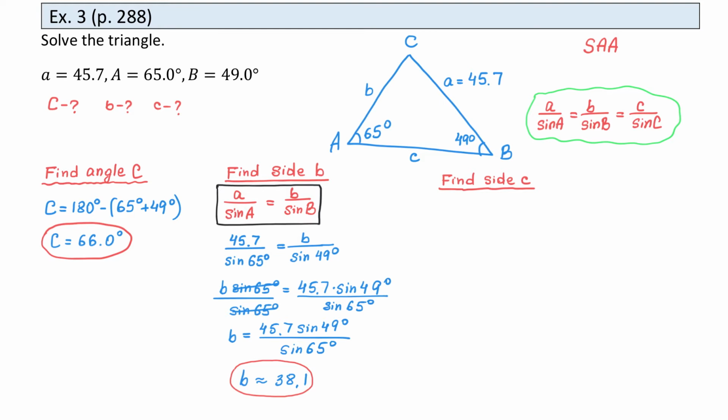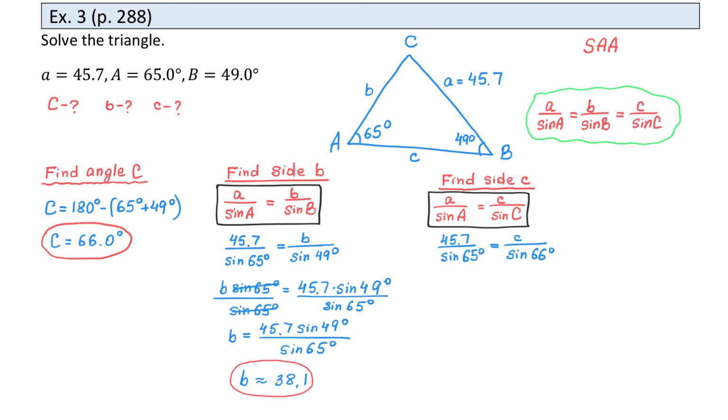If we look at the law of sines, in the first fraction we know side A and angle A. We also found angle C, which is 66 degrees, and we have to find side C. So again, to find side C, we will use the first fraction and the last one. A over sine of angle A equals C over sine of angle C. In place of A, we will write 45.7 over sine of 65 degrees equals C over sine of 66 degrees. So, as you see, each of these equations has 4 variables, and if we know 3 of them, then we can solve for the unknown one.